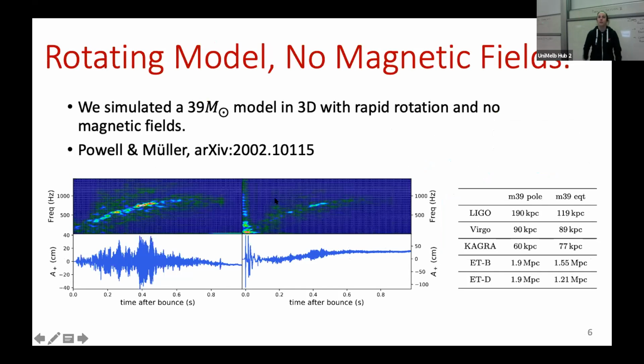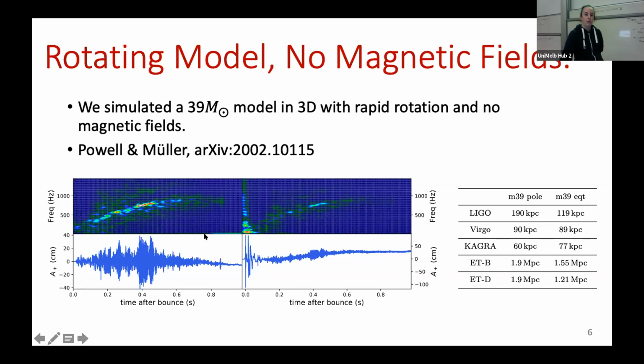So what we want to do now is to do lots of simulations, including rotation and magnetic fields. The first one that we did was a 39 solar mass model, a 39 solar mass helium star, where we included rapid rotation, but no magnetic fields. And that's published in this paper. I put the arXiv link.